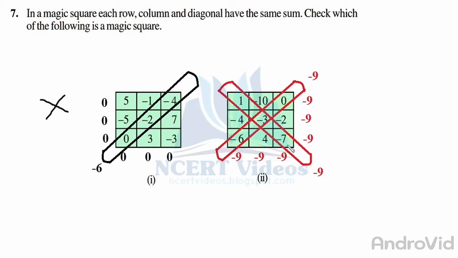Now we have to check row wise. So minus 10 and 1 is minus 9. So adding all three gives you minus 9. Now minus 6 and 4 gives you minus 2, and minus 7 added gives you minus 9. So it matches our criteria, therefore it is a magic square. That was your definition of a magic square. That was your 7th.